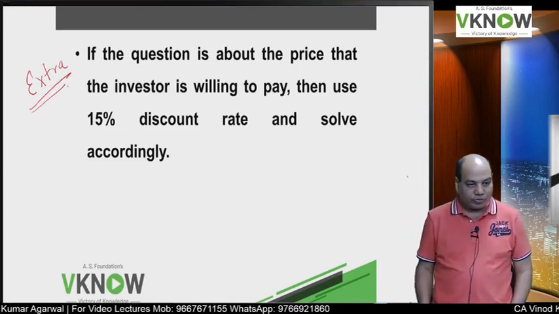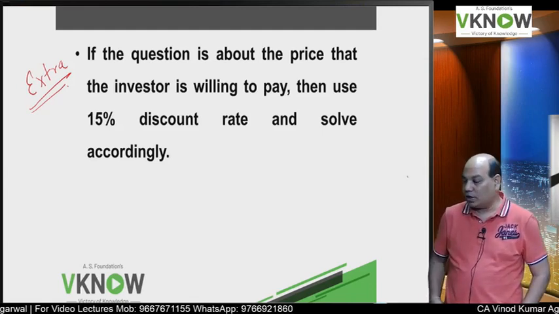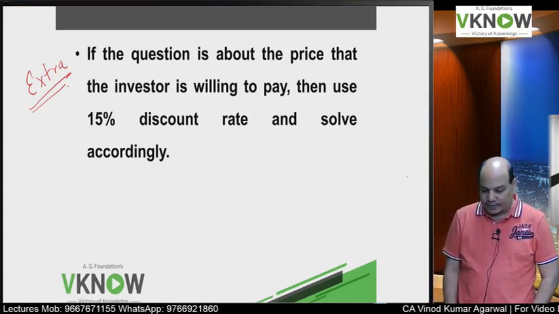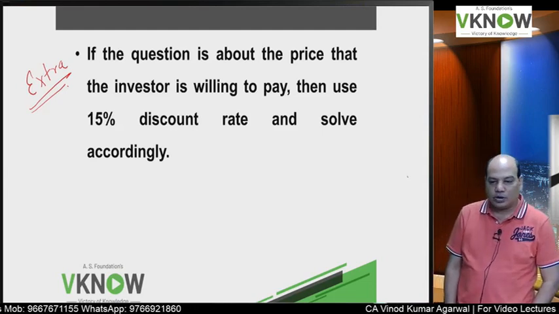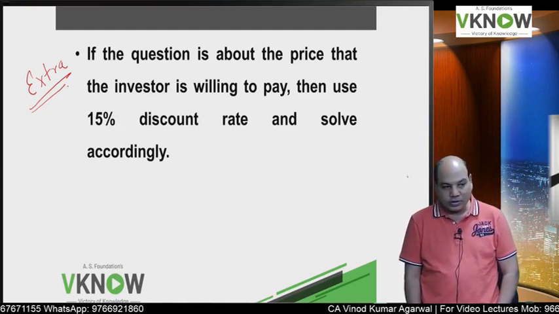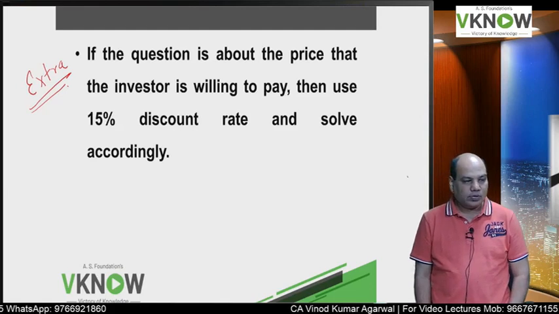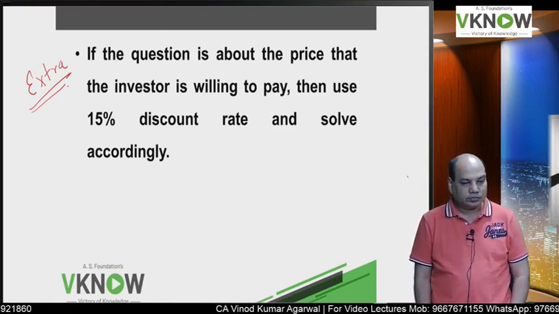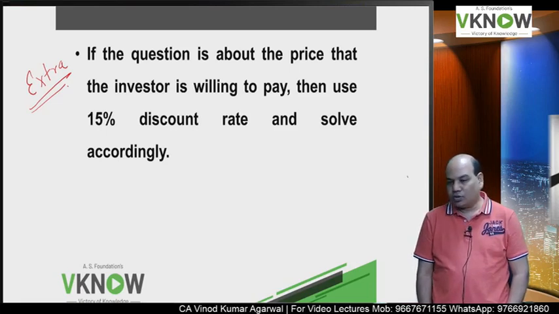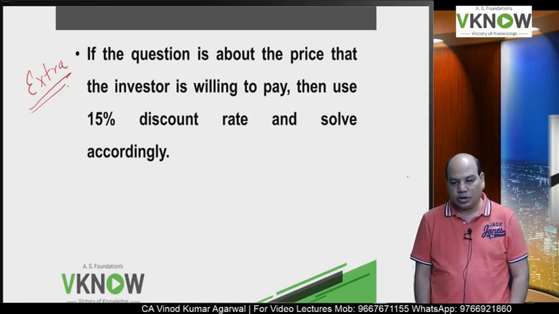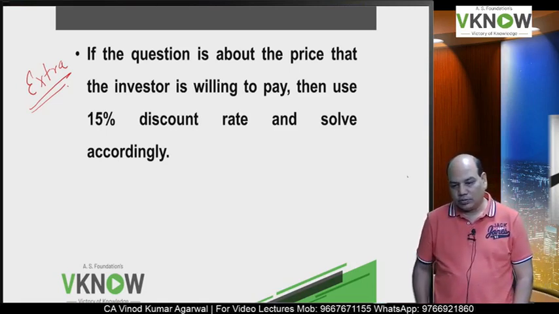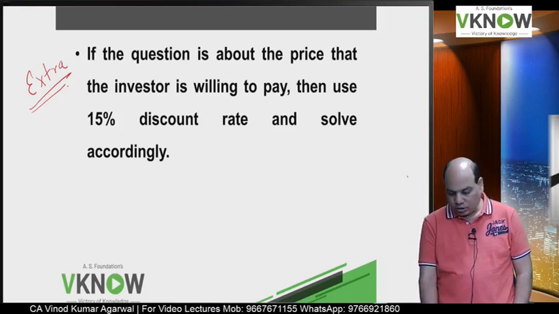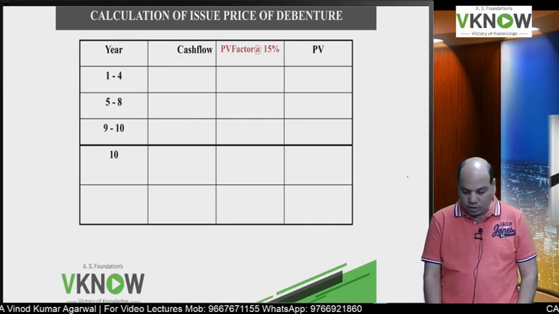So write extra work. Something extra will not harm you. If the question is revised in the exam, to solve the question from the investor's point of view, you should be able to solve. So please write: if the question is about the price that the investor is willing to pay, then use a 15% discount rate and solve accordingly. Okay? So I am going to solve it again in case they change the question in the exam.